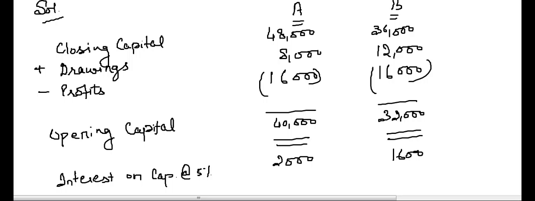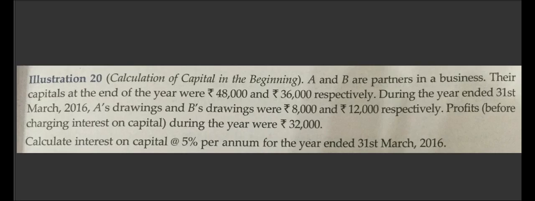Normally what we do is, we take the opening capital, subtract the drawings, add back the profits and reach at the closing capital. Now we have the closing capital, we have to reach at opening capital. So we will add back the drawings and subtract the profits. Clear? And on the opening capital we will calculate interest on capital. Clear? So you can write this down. Clear? Let's move on to the next problem.